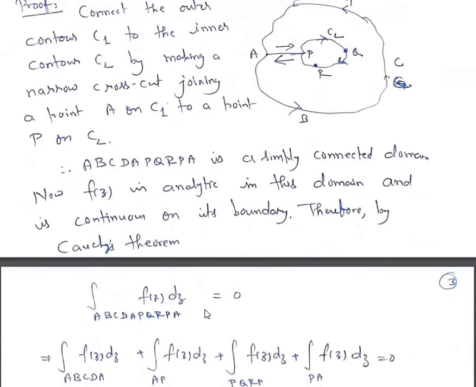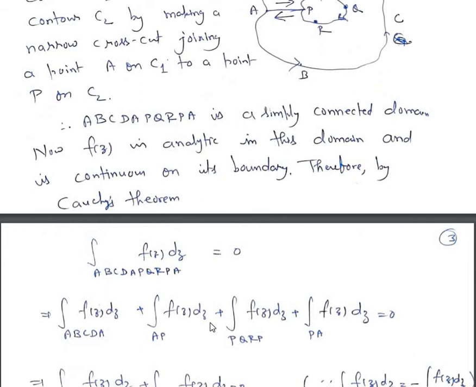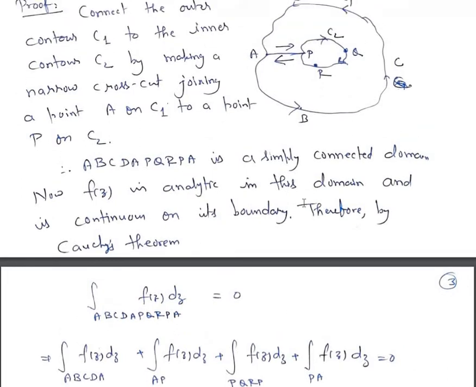Therefore, by Cauchy's theorem we have the integral over ABCDAPQRPA of f(z) dz is 0. Now, break this into 4 parts. Firstly, the integral over ABCDA of f(z) dz, plus the integral of f(z) dz on AP, plus the integral over PQRP of f(z) dz, and then plus the integral over PA of f(z) dz is equal to 0.